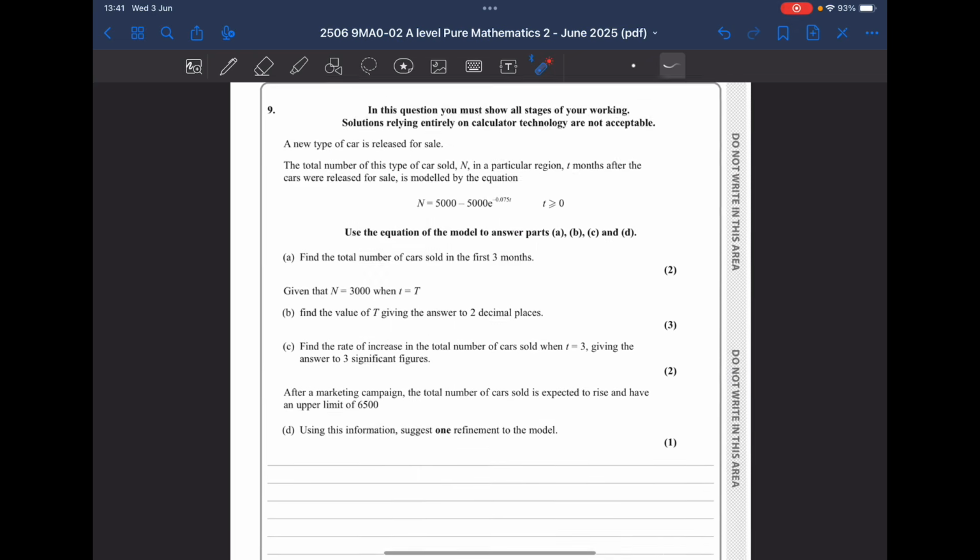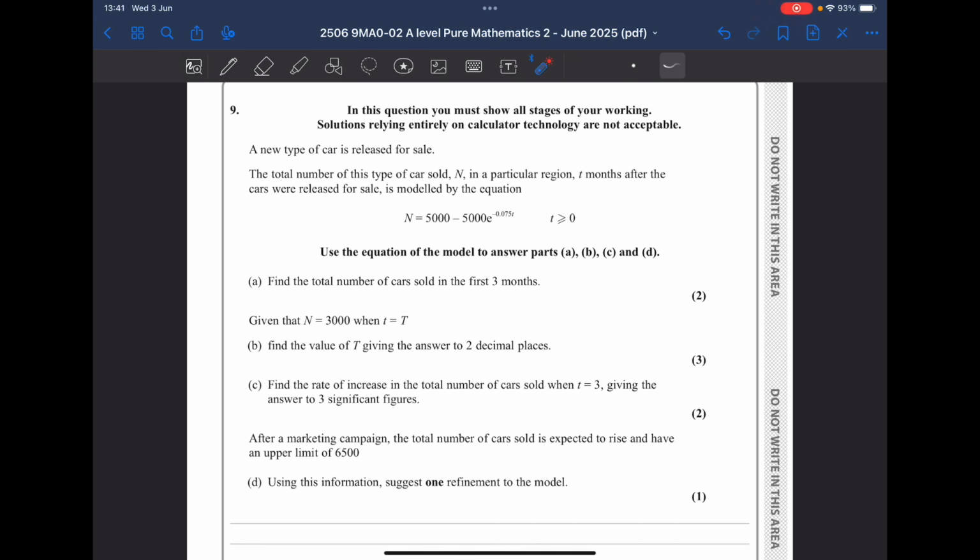So question 9, what have we got? A new type of car is released for sale. The total number of this type of car sold, n, in a particular region, t months after the cars were released for sale, is given by this equation. One thing to note about the way they phrased that: total number of cars sold, t months after the cars were released. It's not how many we sold in the tth month. It's how many we've sold cumulatively after t months have passed. So not how many we sold in month number 3 or month number 4, but how many we sold in the first 3 months or the first 4 months.